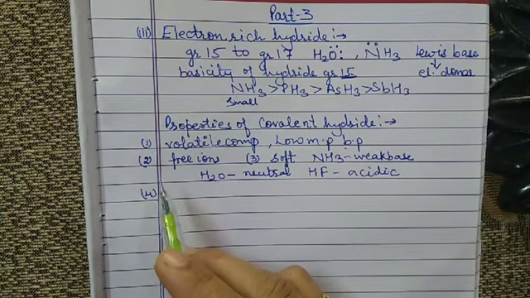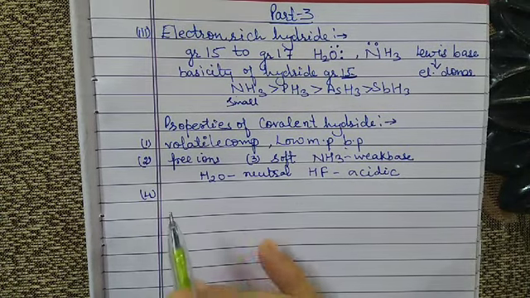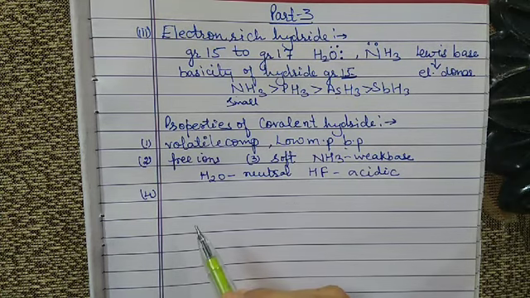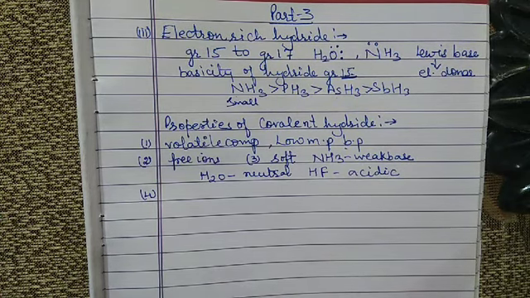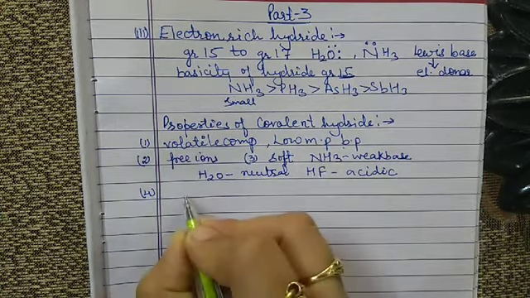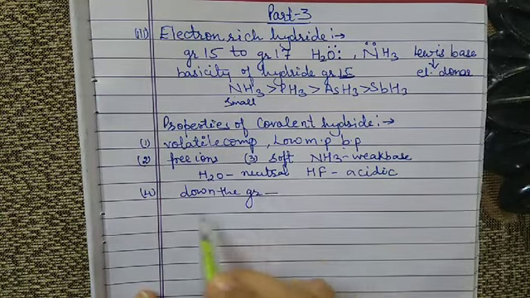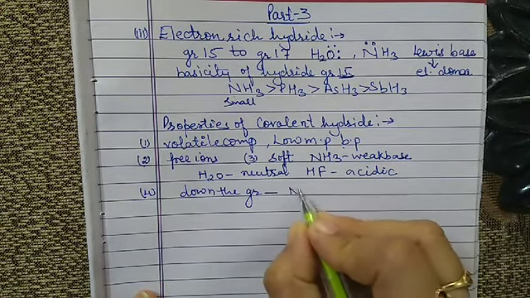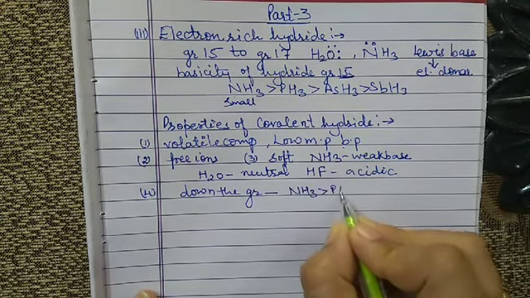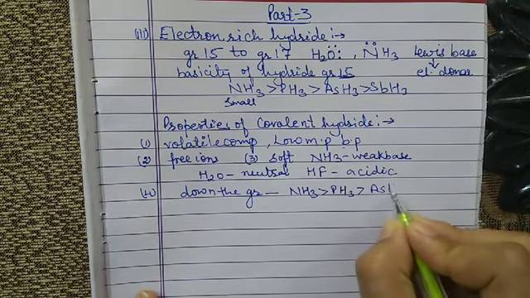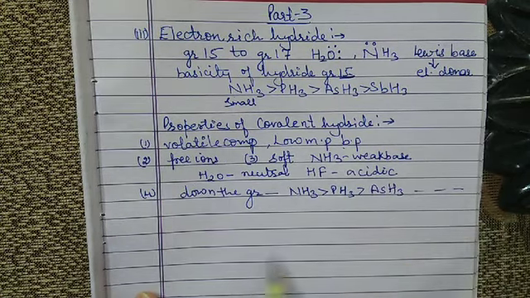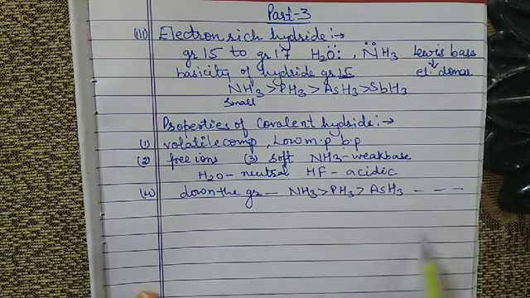Their thermal stability decreases with increase in the metallic character of the central atom. Thus, the order of stabilities down the group is NH3 greater than PH3 greater than AsH3. This is the order of stability down the group.